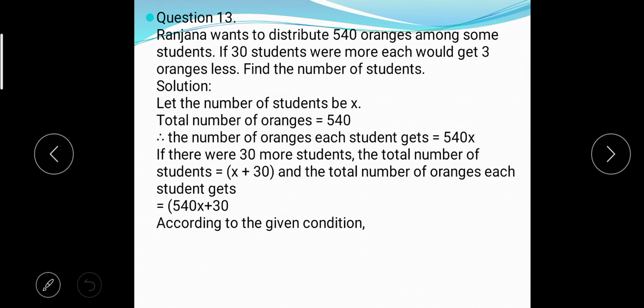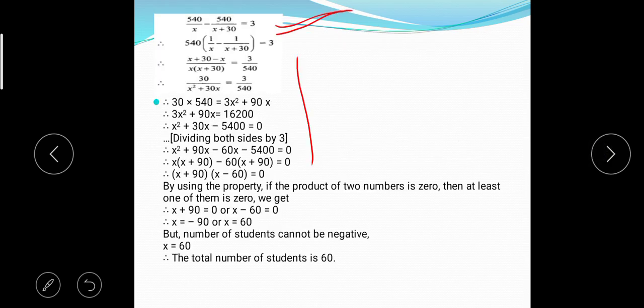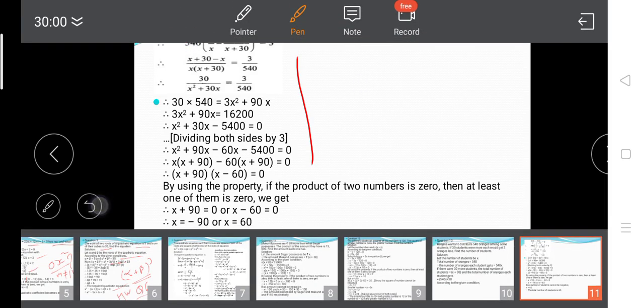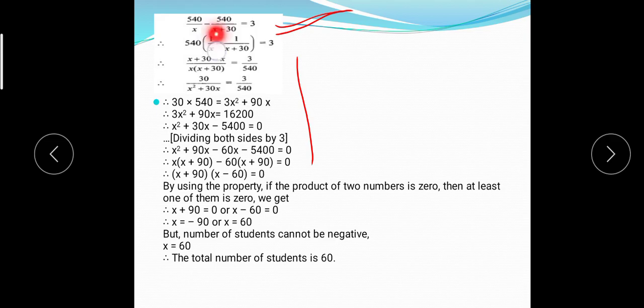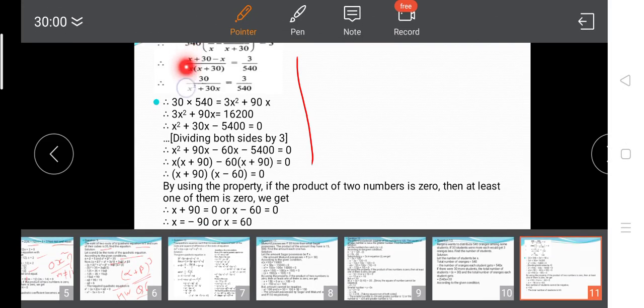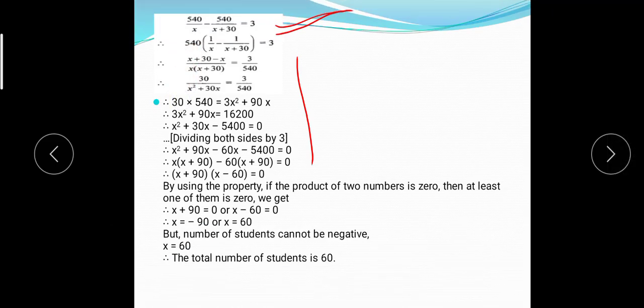Now what is here? If 30 students were more, means x plus 30. Then 3 oranges get less. So according to the condition, if x is the number of students, the oranges will be 540 by x minus 540 by x plus 30, when the number of students is increased by 30. The number of oranges is the same, that is 540. So how many will each get less? 3. So according to the condition, 540 upon x minus 540 upon x plus 30 is equal to 3.